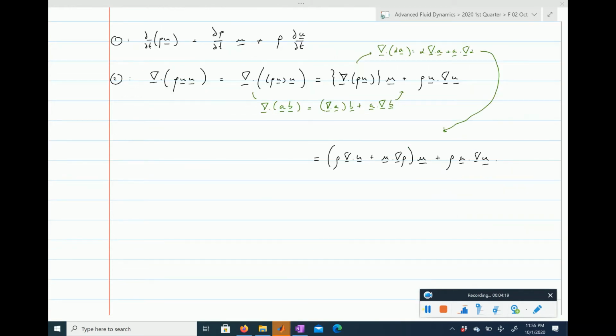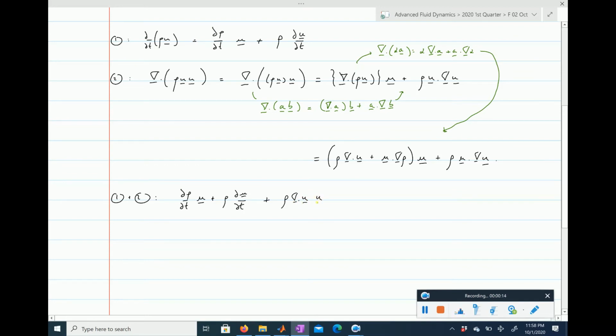So now if I look at the left-hand side, which is 1 plus 2, this yields partial rho partial t times u plus rho partial u partial t plus rho times the divergence of u times u. This here is a scalar. Plus u grad rho u plus rho u grad u.